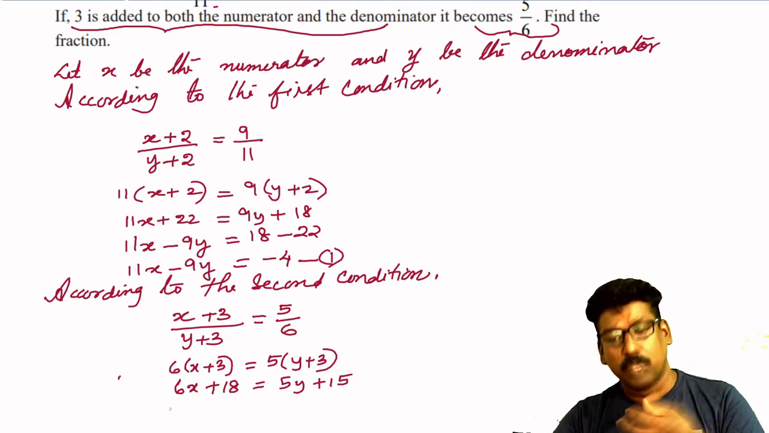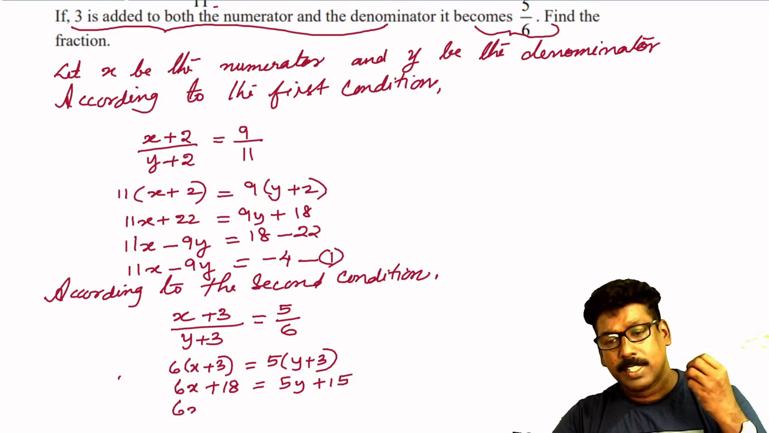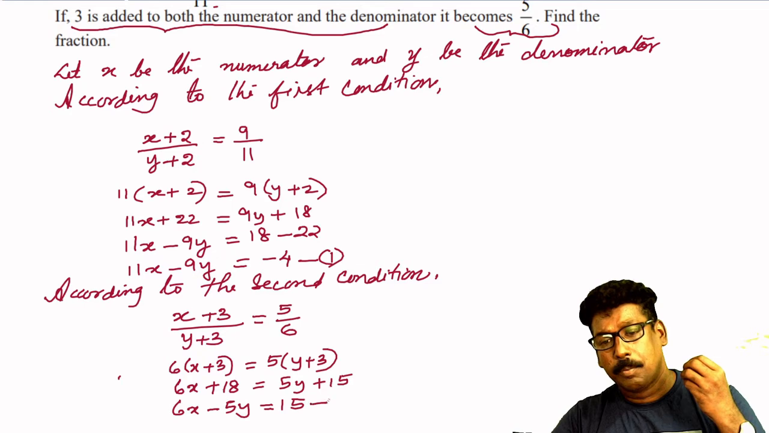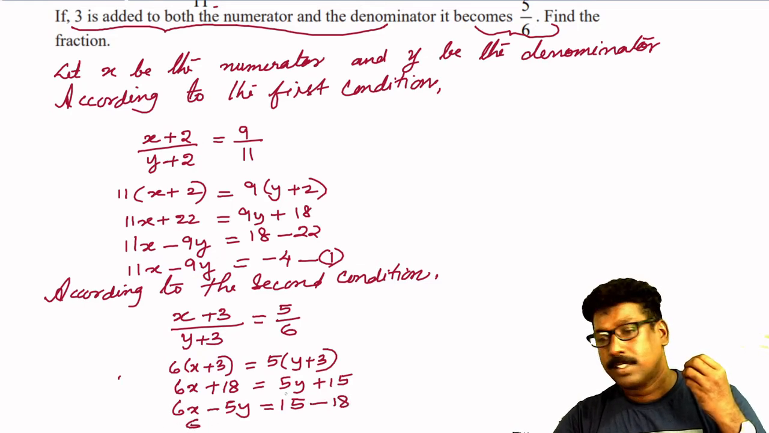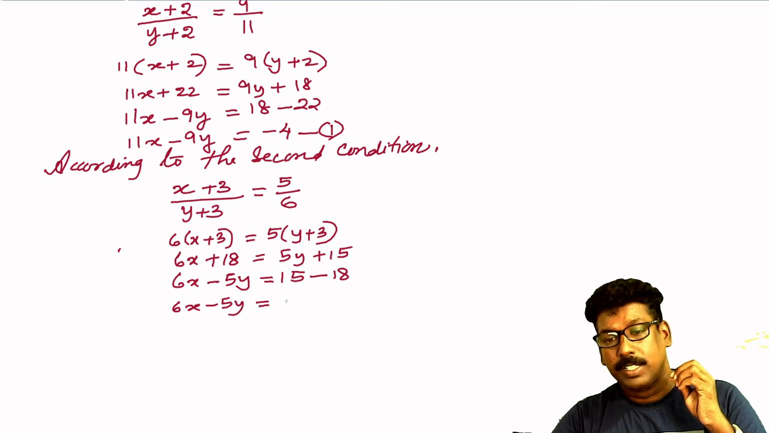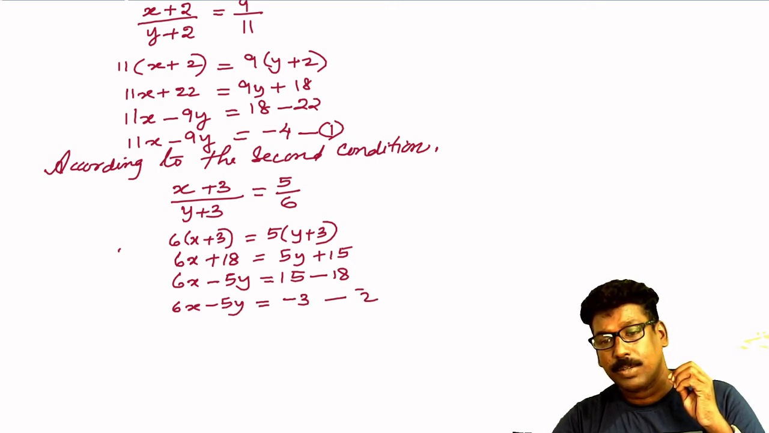So transpose 5y to the other side. That is 6x minus 5y is equal to 15 minus 18. That is 6x minus 5y is equal to 15 minus 18, which is negative 3. This is equation 2.